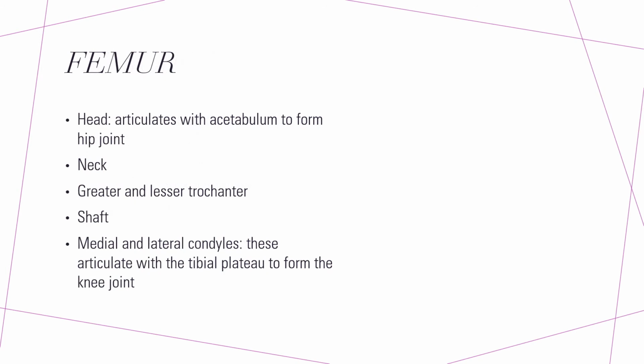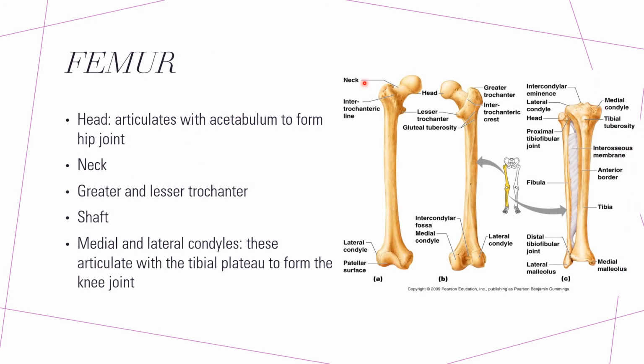Now let's talk about the femur. You have the head of the femur, which, as I already mentioned, articulates with the acetabulum to form the hip joint. You have your neck. You have your greater trochanter and your lesser trochanter. You have the shaft, just like every long bone has. You have your medial condyles and your lateral condyles. Now these condyles, they articulate with the tibial plateau to form the knee joint.